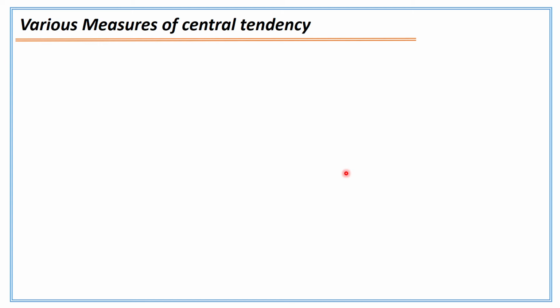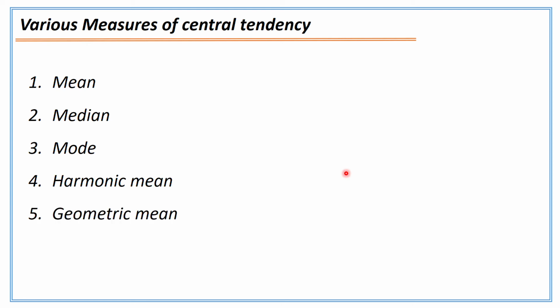Now, what are the various measures of central tendency? First is the mean, second is the median, third is the mode, fourth is the harmonic mean, and fifth is the geometric mean. Now one by one we will see all. Before that, I would like to explain a very important concept. It is known as an outlier, because it is very important to understand outliers in a data series.